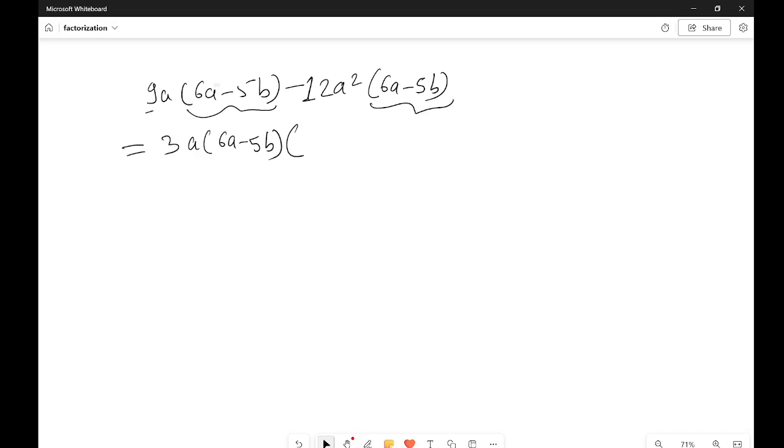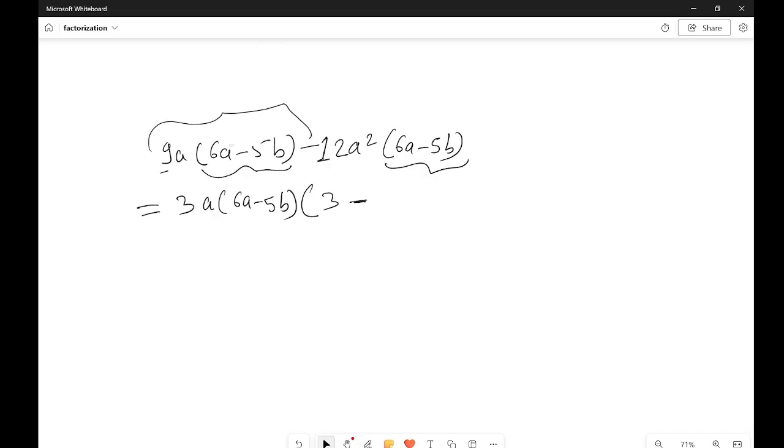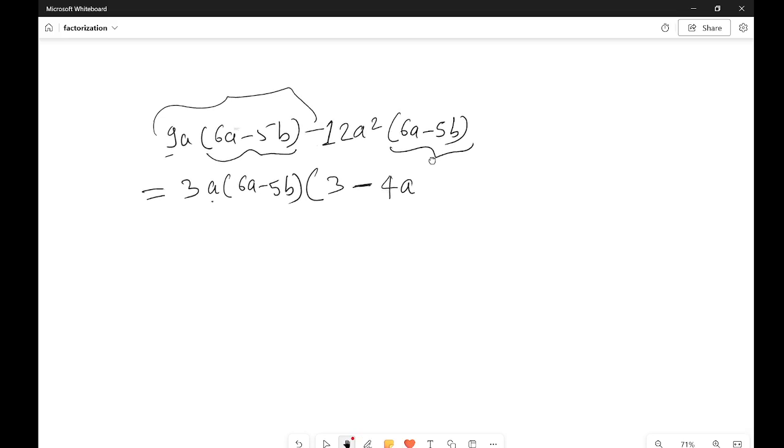What's remaining from the first part? What was the first part? This part. So 3a, 6a minus 5b, the only part remaining is 3. Then the minus sign as usual, and then from 12a square, the constant part will be 4, and out of a square we took a common, so this will be a, and 6a minus 5b we took the entire expression common, so nothing else. So the factorization of this entire expression will be 3a within bracket 6a minus 5b, and in the second bracket it will be 3 minus 4a.